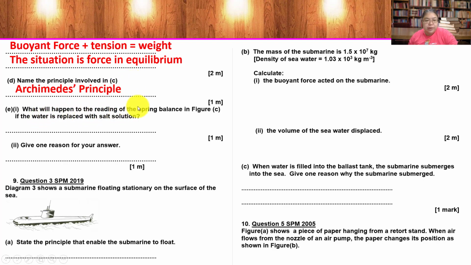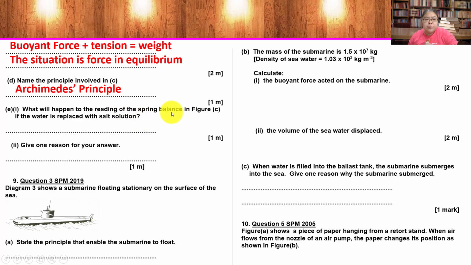Okay, let's see part E. What will happen to the reading of the spring balance in figure C if the water is replaced by the salt solution? Again, salt solution means higher density, just like the sea water. So when the density becomes higher, the weight cannot equal the buoyant force in this situation. So when the density increases, the weight of water displaced also increases.